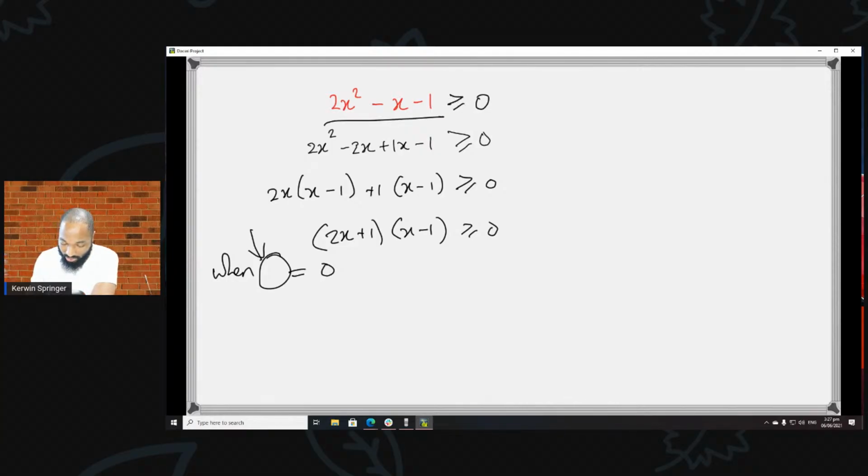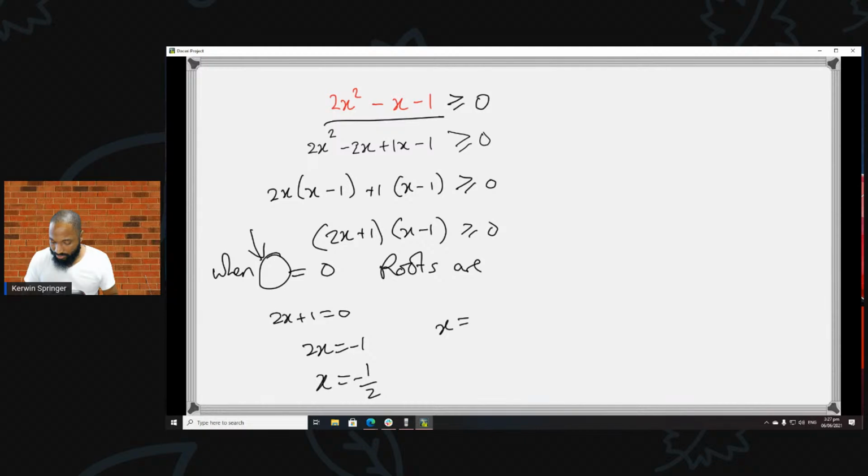When it is equal to 0, the roots are: 2x plus 1 would be equal to 0. And the idea with this, when you're solving a quadratic and you have it equal to 0, if you multiply two numbers and you get 0, it means one of the numbers was 0. Either this one is 0, or this one is 0. So these are the two roots, 1 and -1/2.